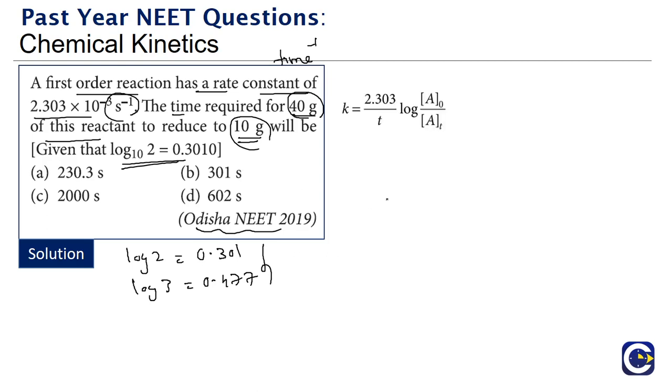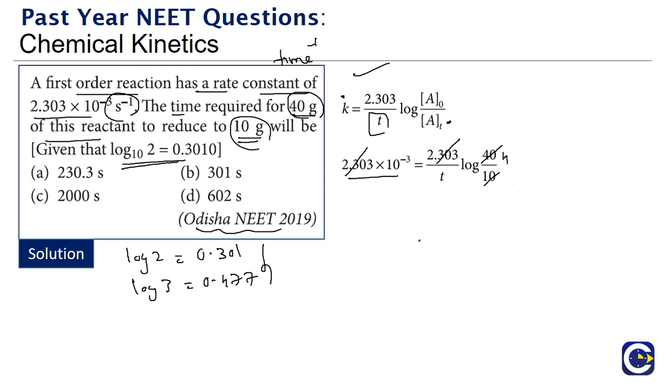Now coming back to this question, we have the first order rate expression, K is equal to 2.303 by T into log of A naught by A at the time T. Here A naught is 40 and A at the time T is 10 grams. We are looking to find the value of T. K is given as 2.303 into 10 power minus 3 second inverse. On substituting the K value, on the LHS we have 2.303 into 10 power minus 3, equal to the RHS, 2.303 by T into log of 40 by 10. So 2.303 will be cancelled.